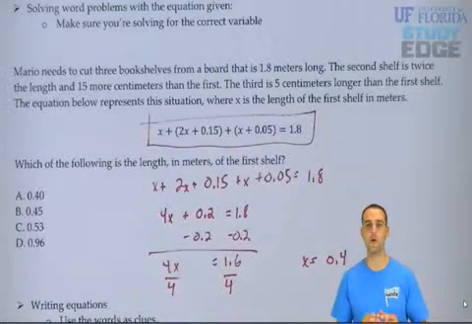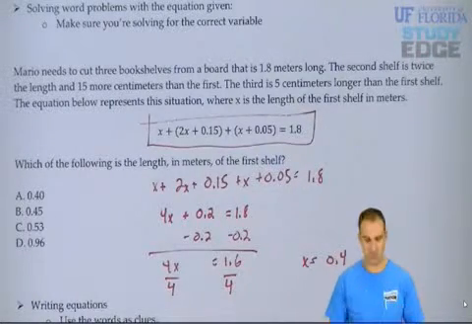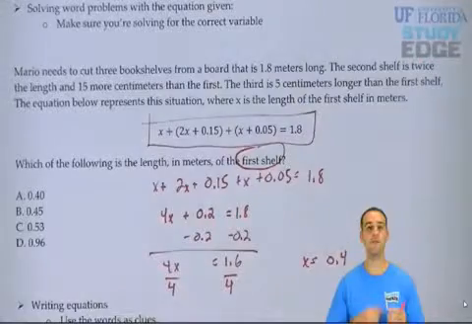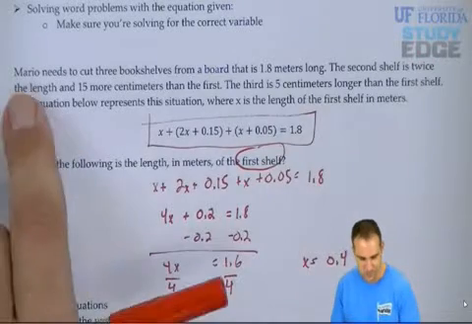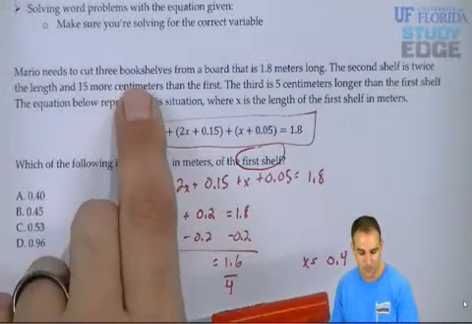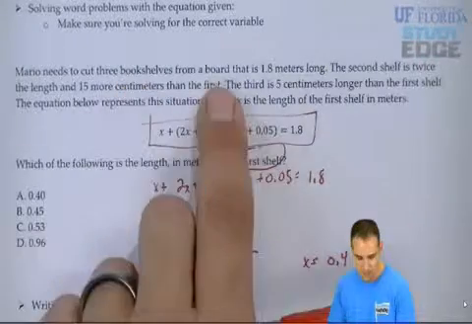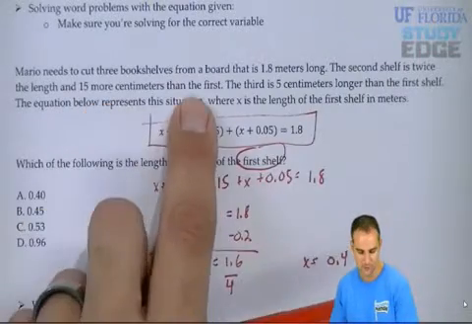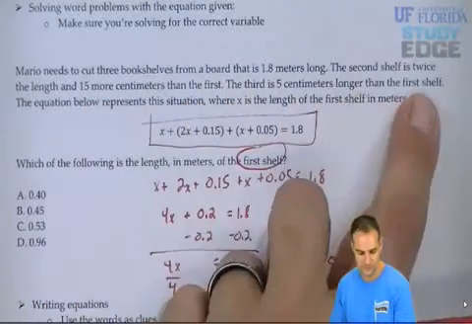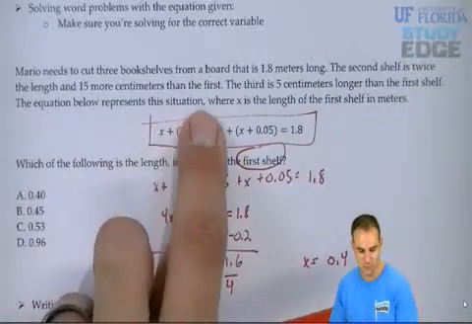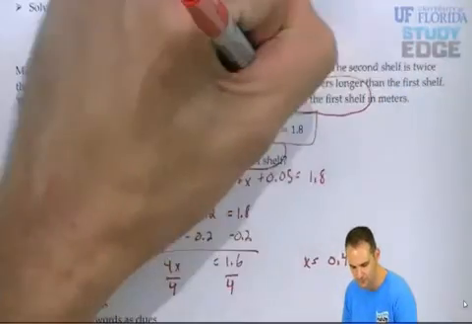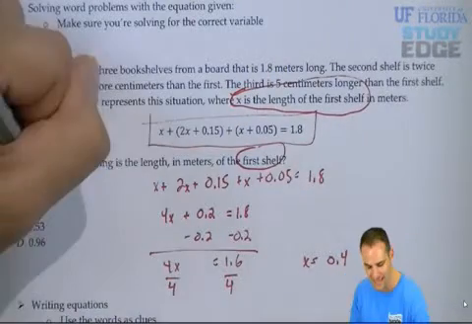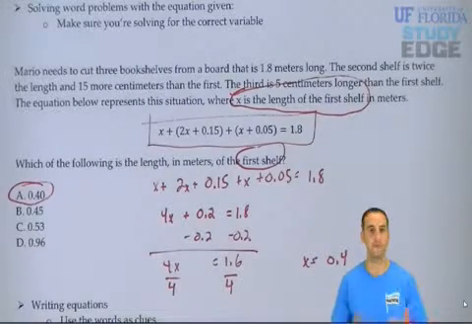When you get this answer, look and see if that's what they want. Which of the following is the length in meters of the first shelf? So they want to know what the first shelf is. Reading through this question, Mario needs to cut 3 bookshelves, so we have 1, 2, and 3, that are 1.8 meters long. The second shelf is twice the length and 15 more centimeters than the first. The third is 5 centimeters longer than the first shelf. The equation below represents a situation where x is the length of the first shelf. You see it? They just wanted x here. So now we can confidently say the answer is going to be 0.4.